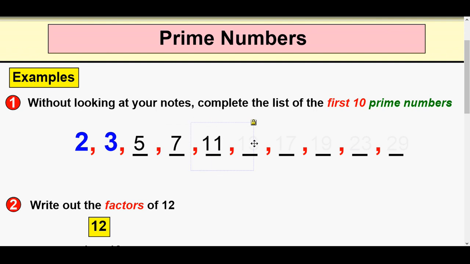11, 13, 17, 19, 23, and 29. That's the first 10 prime numbers. And again, if you want to see more than that, then you can look at my last lesson. But prime numbers go on infinitely. The last lesson I went up to 100, but they continue on forever.